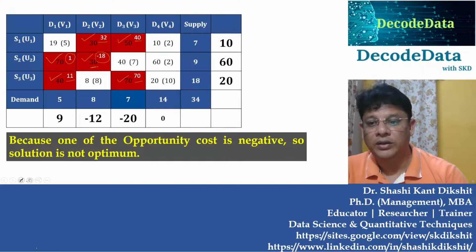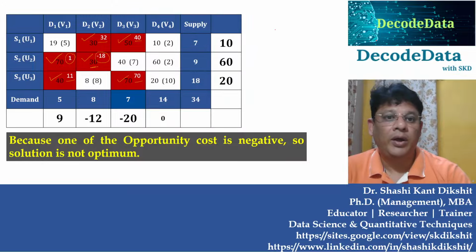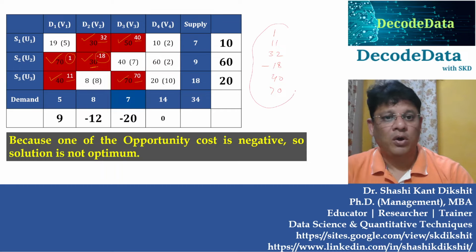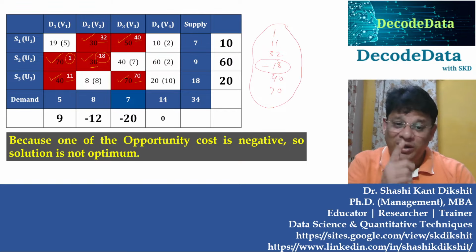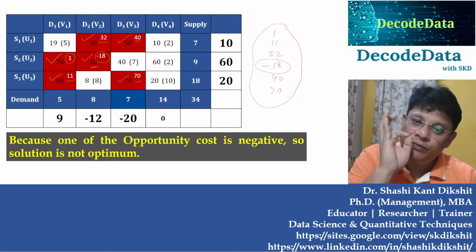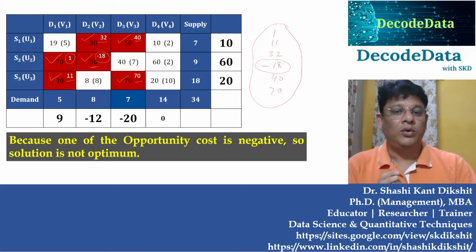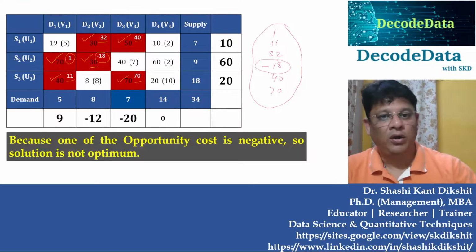Let me just write them like this. We have 1, 11, 32, minus 18, 40 and 70. All these costs except one are positive, but one is negative. Even if a single one is negative, it means your solution is not optimal. Fine, so this is the first thing.